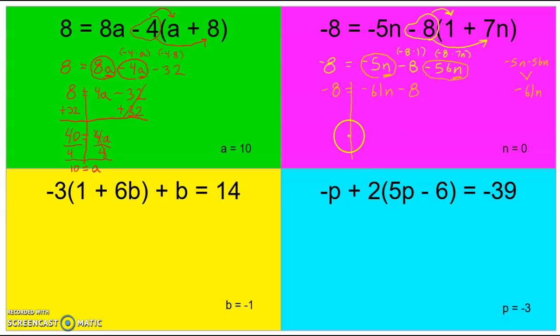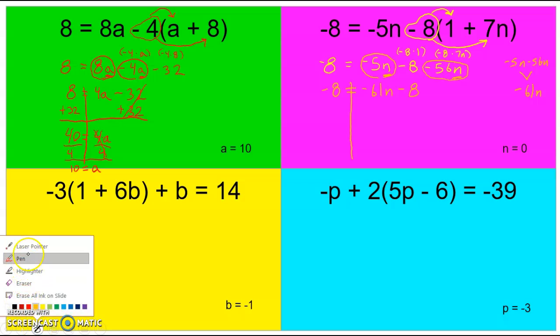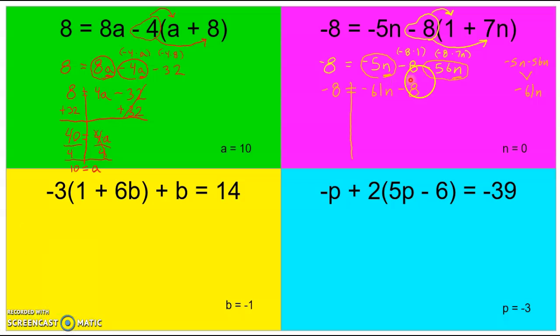We can draw this little line, make sure that's clear. We're making this line separating the two sides. And we want to get rid of this -8 on the right side. We're trying to get n all by itself, so we want to get rid of this 8 right here, so n can be all by itself on this side. That's the whole point of solving for n.